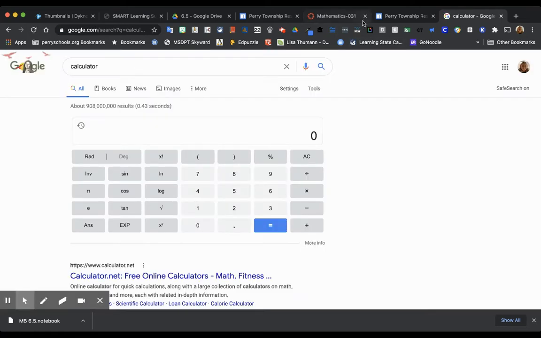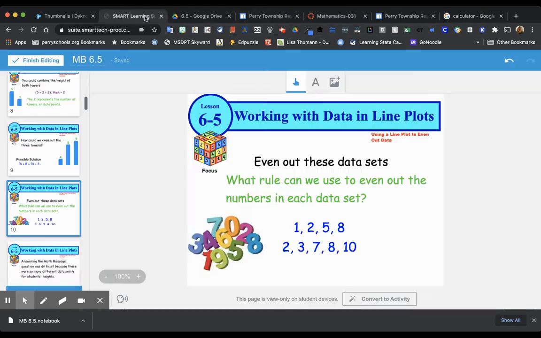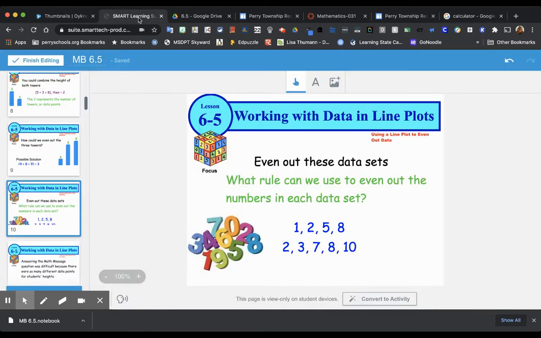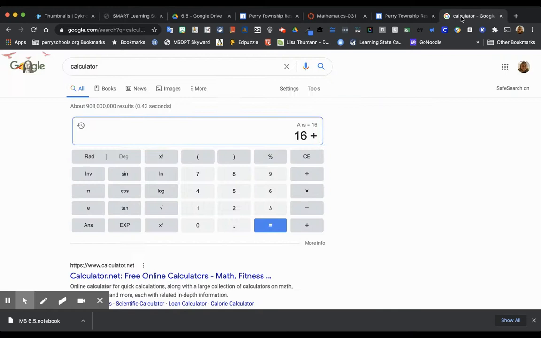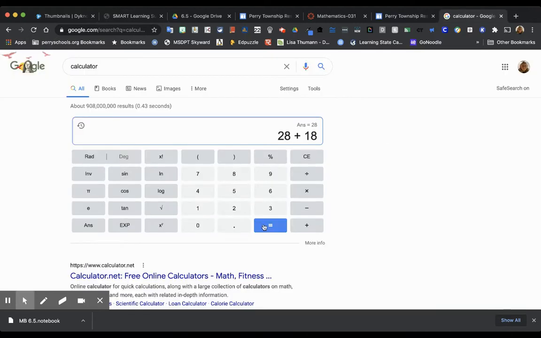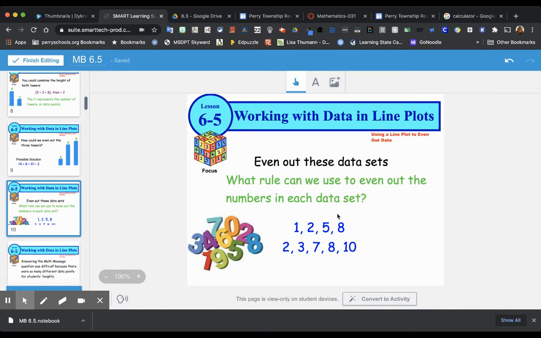Got some different calculators popping up there. But we can take our information that we collected, and so we have 1 plus 2 plus 5 plus 8. I'm going to start with that. 1 plus 2 plus 5 plus 8. And then we're going to add 2 plus 3 plus 7, plus, we get our last 2, 8 plus 10. So I'm just going to do 18 because I know that. So we get 46.